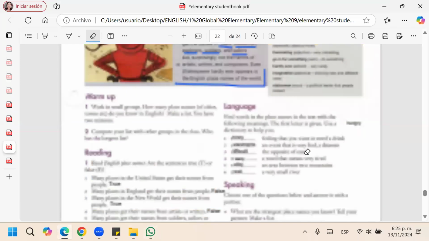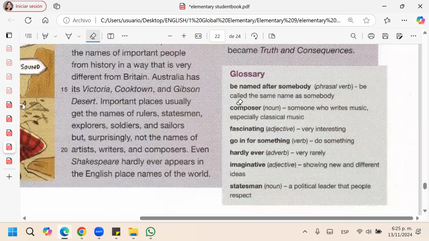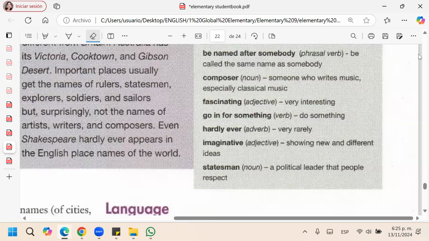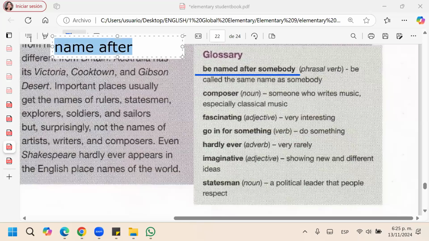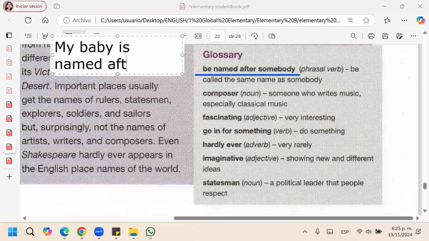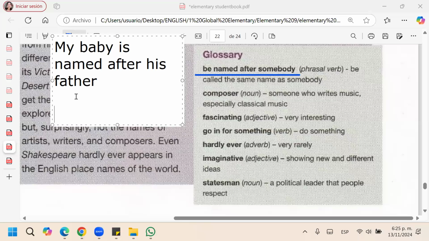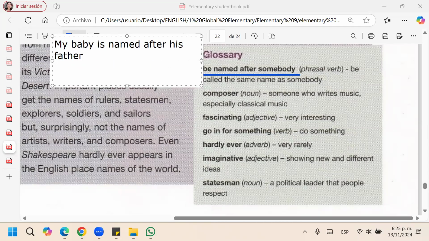Well, nice. I was going to read the glossary for you, which is here. The first entry says, be named after somebody. For example, my baby is named after his father. My husband's name is George, and the name of my baby is George. So my baby is named after his father. He got his name from his father. Tiene su nombre por su papá.